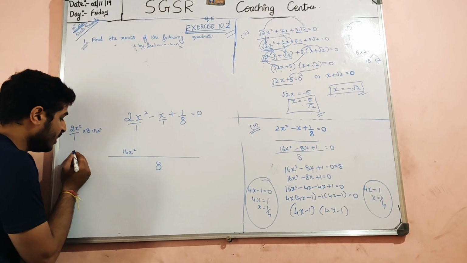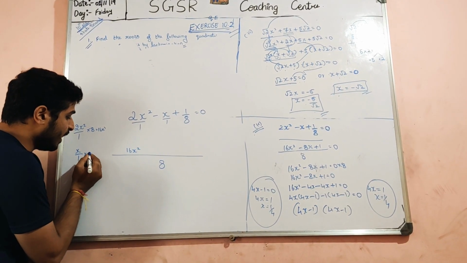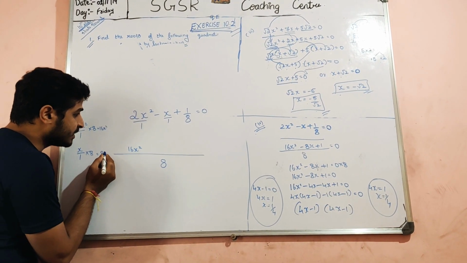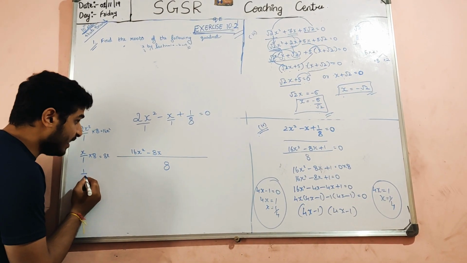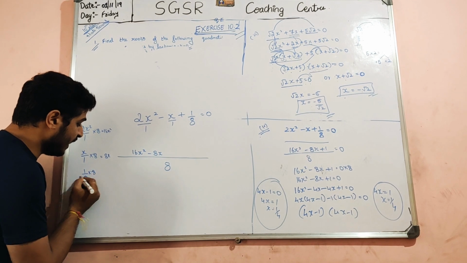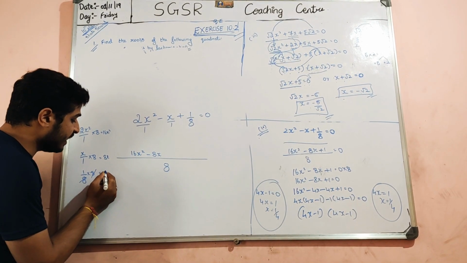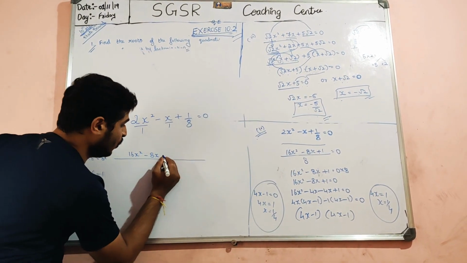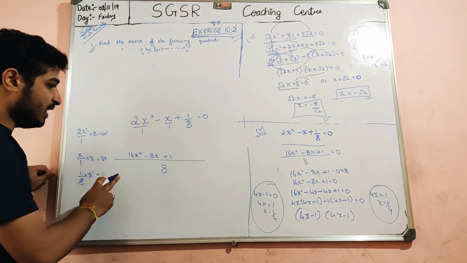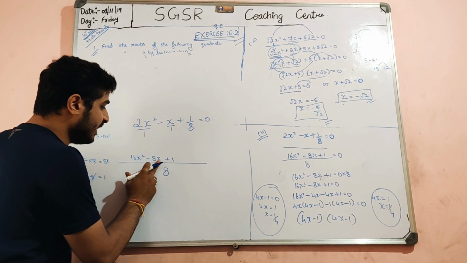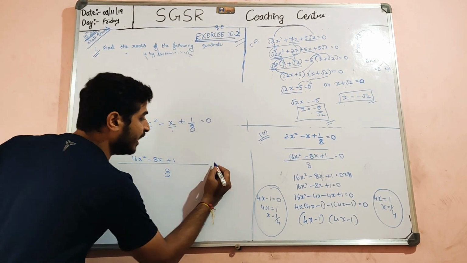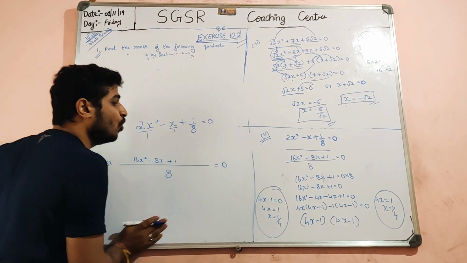In the same way, x divided by 1 into 8, it becomes 8x. So minus 8x. In the same way, 1 divided by 8 into 8, so the 8 gets cancelled. The remaining is 1. So now the value is nothing but 16x square minus 8x plus 1, which will be equal to 0.